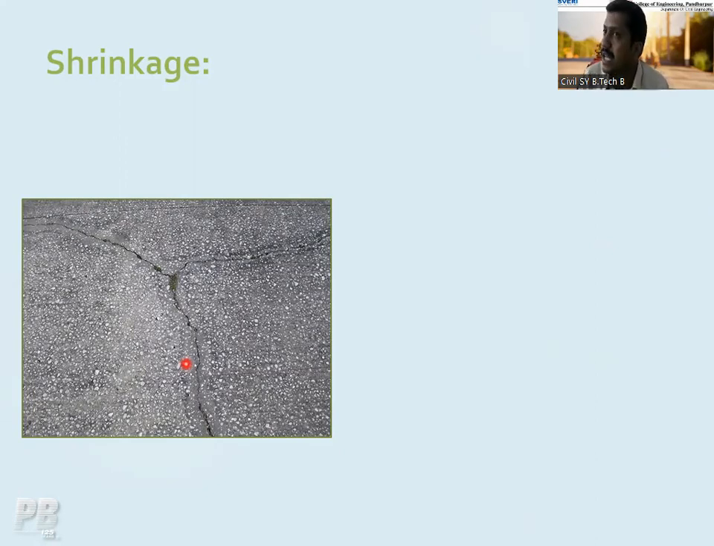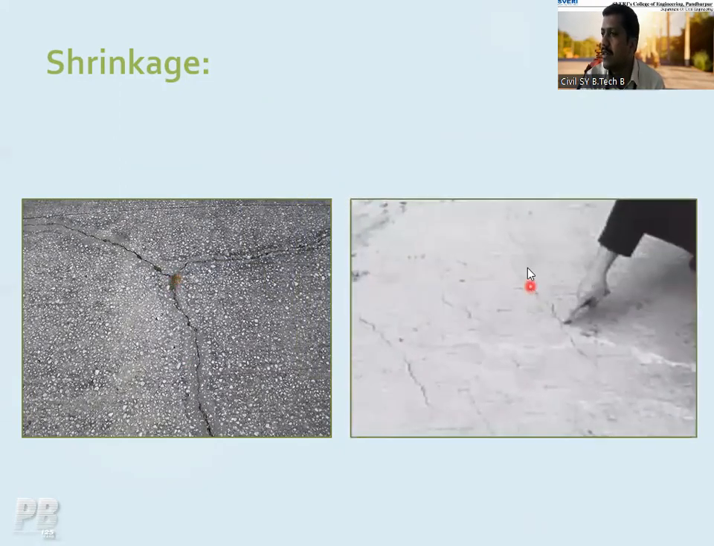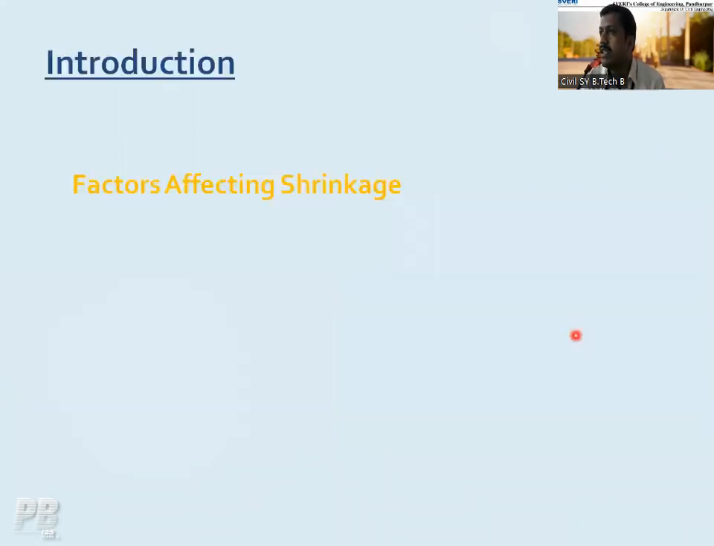Okay, that is nothing but the shrinkage. Again, the second picture you can see here. Due to the shrinkage, these cracks are developed. You can see the gap. Next picture. Again, these transverse cracks you are going to see. These are again due to the shrinkage. And that is why, to avoid the shrinkage in a concrete structure, you are going to provide the joints.